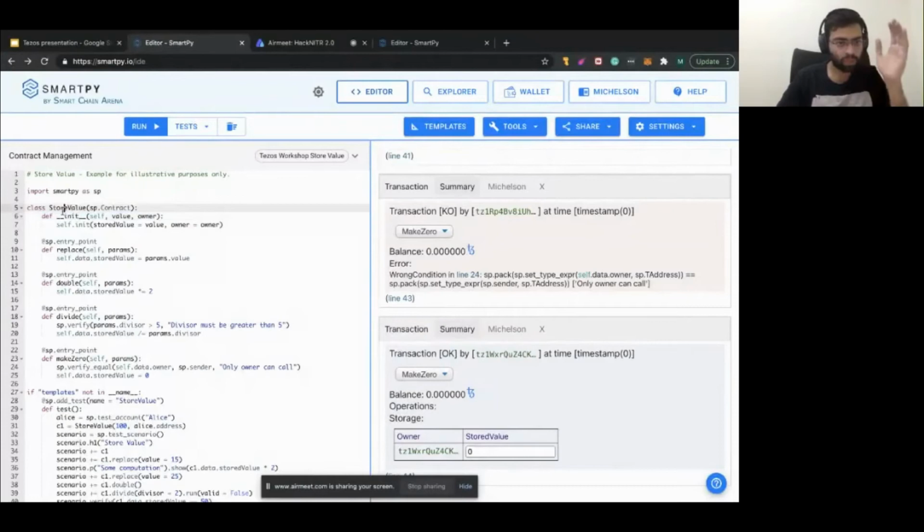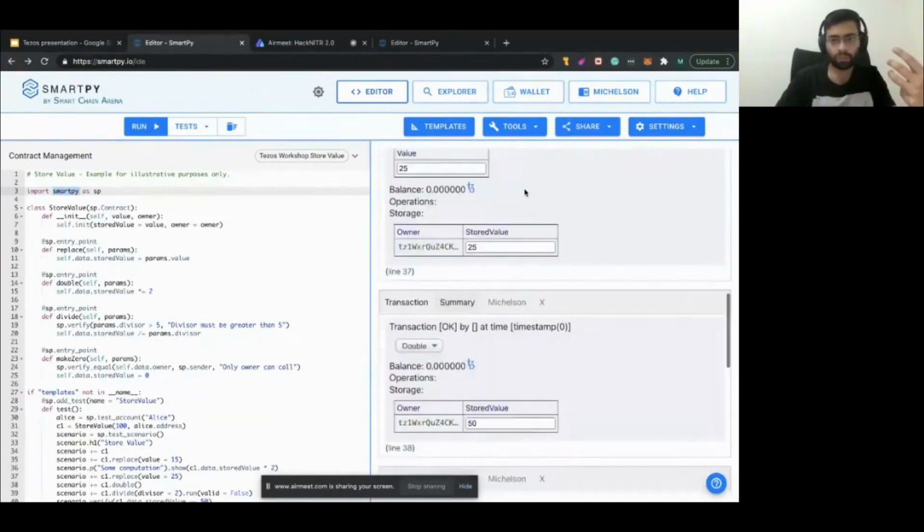It's a very simple store value contract. It has three functions. So basically, every contract is a class. And yeah, so this is something that I want you to look at. This is the import of the SmartPy library. As I mentioned, SmartPy is a library, and that is what needs to be imported in your contract.